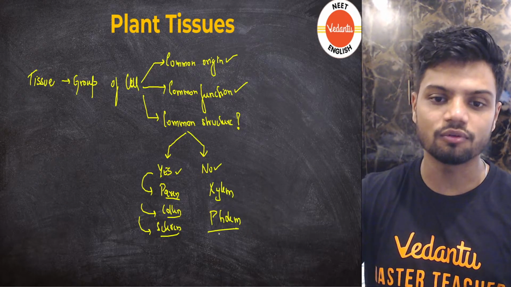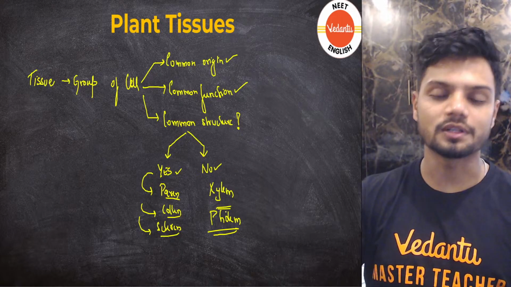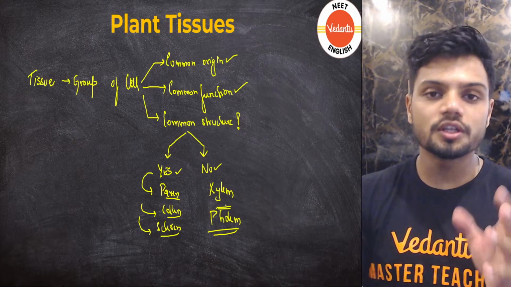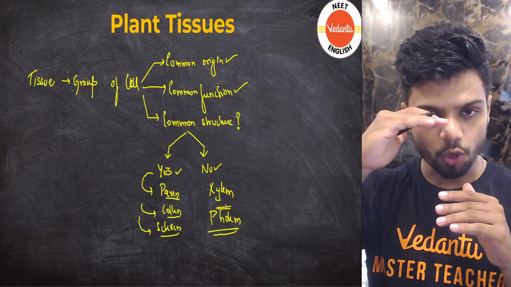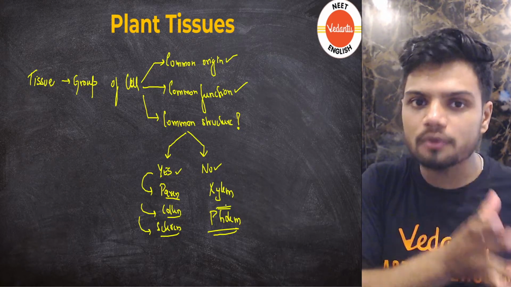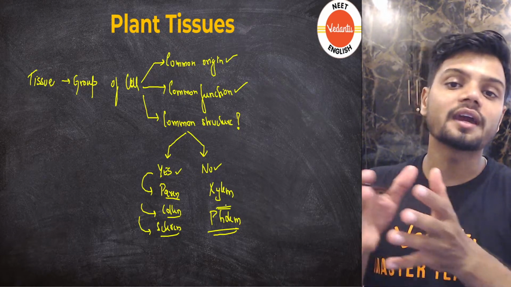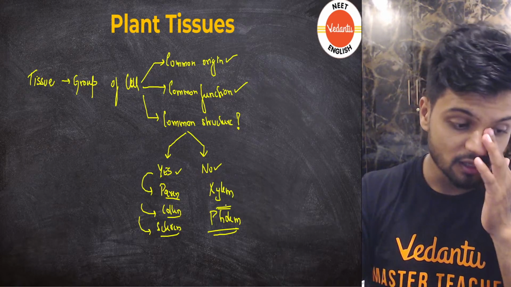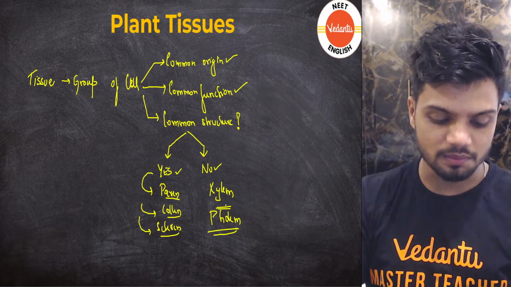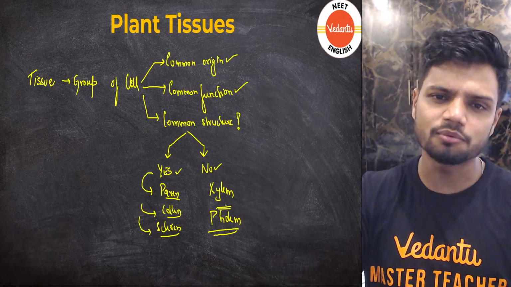Xylem and phloem. They will have dissimilar structure. So, what is a tissue? Tissue is a group of cells which can have a common origin, can have a common function. They can have a common function, common structure, or they cannot have a common structure in the case of xylem and phloem. Any doubt till now, quickly ask me. A simple classification which will help you to distinguish.